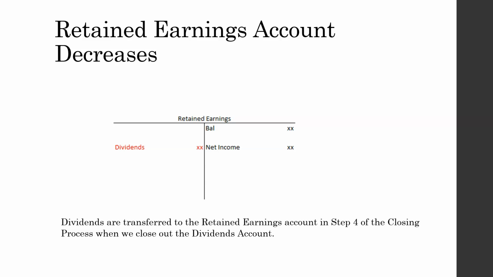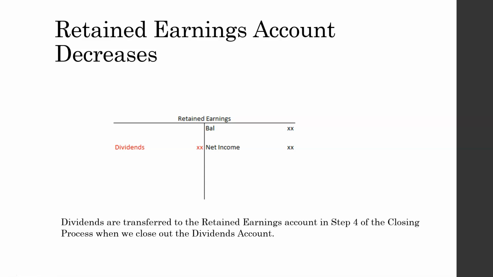Sometimes, depending on the textbook you use in your class, they may not have a step 3 or an income summary account. They may just do revenues and say revenues increase retained earnings and expenses decrease retained earnings. But this is a cleaner way of doing it. So a lot of textbooks use the income summary as a third step of the closing process.